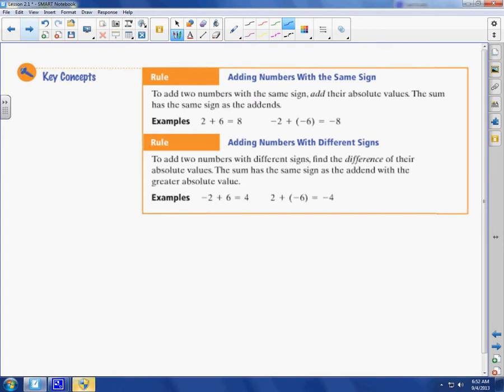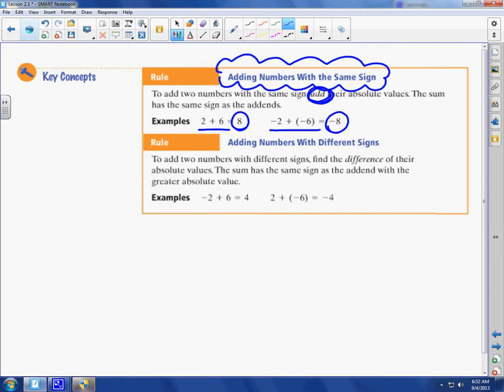So adding numbers with the same sign, whenever I add 2 numbers with the same sign, like 2 plus 6, I always get a positive 8 because 2 is positive and 6 is positive. If I add negative 2 and negative 6, I'm going to get negative 8. So the rule says to add 2 numbers with the same sign, add their absolute values, and the sum is the same sign. So you keep the sign. Add and keep.